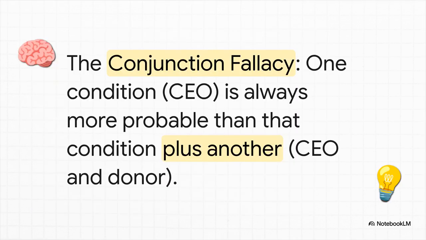So let's finally get back to Linda. If you answered B, that it's more probable she's a CEO who also donates to the arts, you are in good company. Most people pick B. But you've just fallen for something called the conjunction fallacy. Your brain made up a compelling story that fit the description. But just think about it with pure probability. Imagine a giant circle of all CEOs. Now imagine a much smaller circle inside of that one labeled CEOs who also donate to the arts. It is always statistically more likely that a person belongs to the bigger group than to the smaller, more specific subgroup inside it.